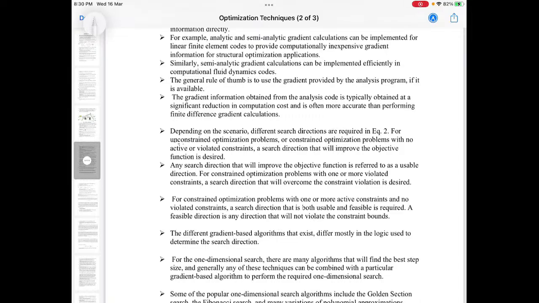For unconstrained optimization problems, or constrained optimization problems with no active or violated constraints, a search direction that will improve the objective function is desired.